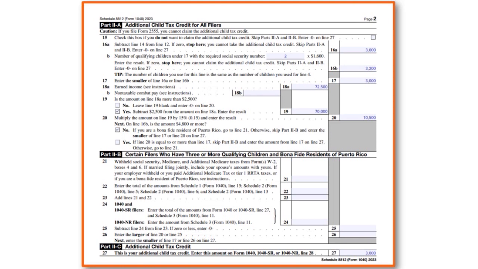And how did I get that? Simply because this is the math that really resulted from this form. But don't forget to transfer this amount, 3,000, to your Form 1040, 1040-SR or 1040-NR, line 28.